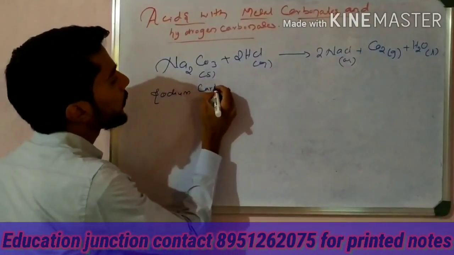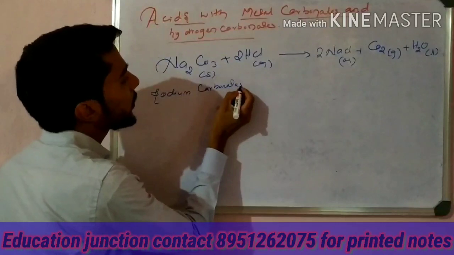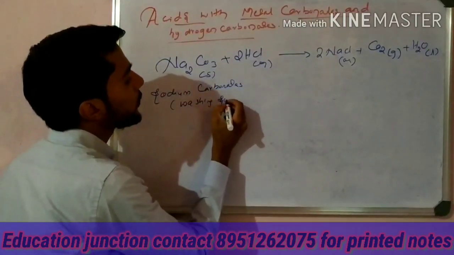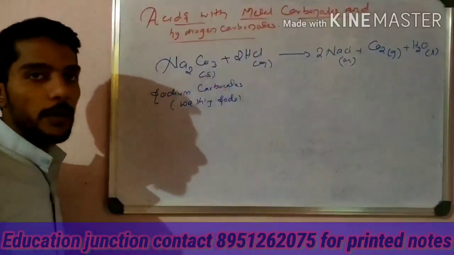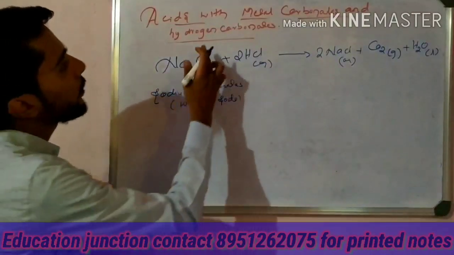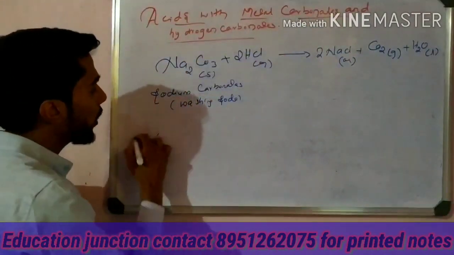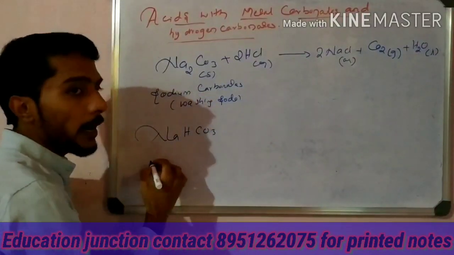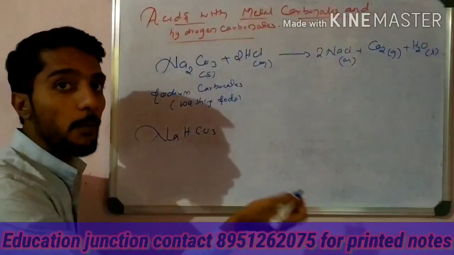Sodium metal carbonate is sodium carbonate. It's also called washing soda. Washing soda, okay, this is the common name. Now come to another one, bicarbonate. For example, for bicarbonate I take NaHCO3. That is called sodium hydrogen carbonate. That is called bicarbonate.